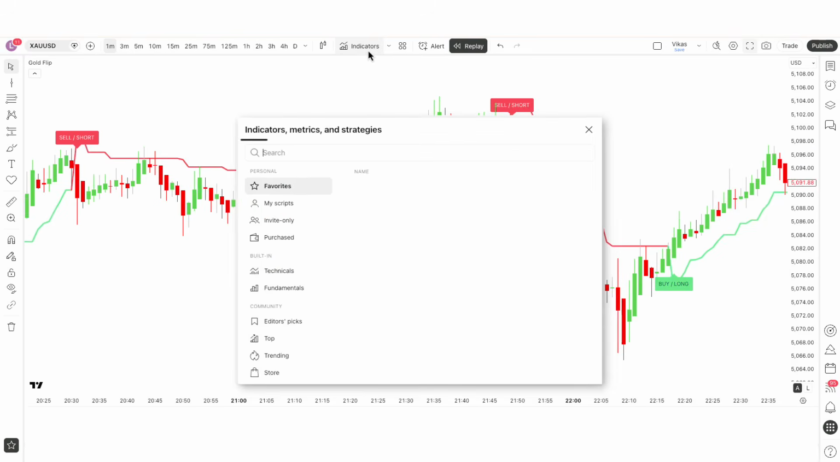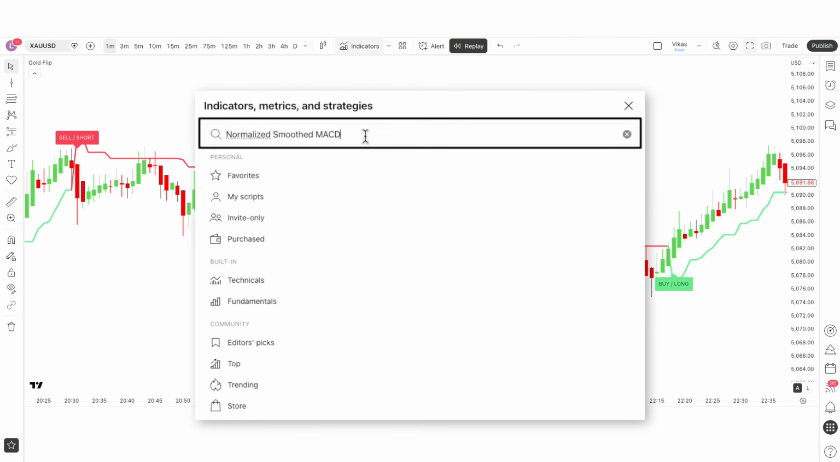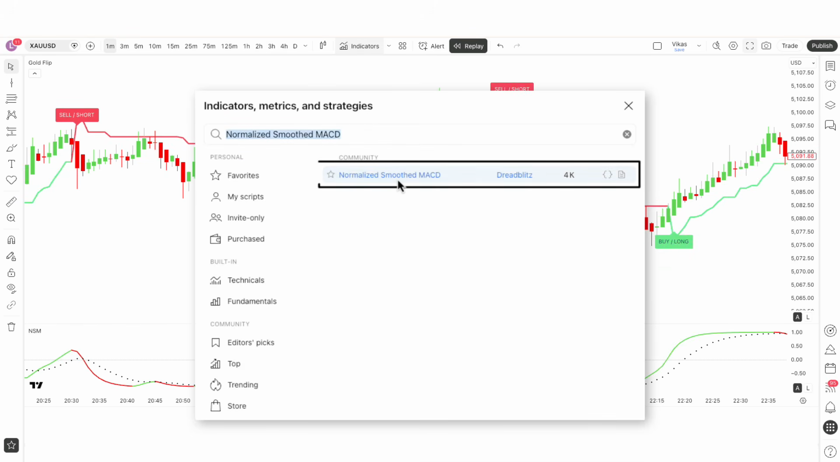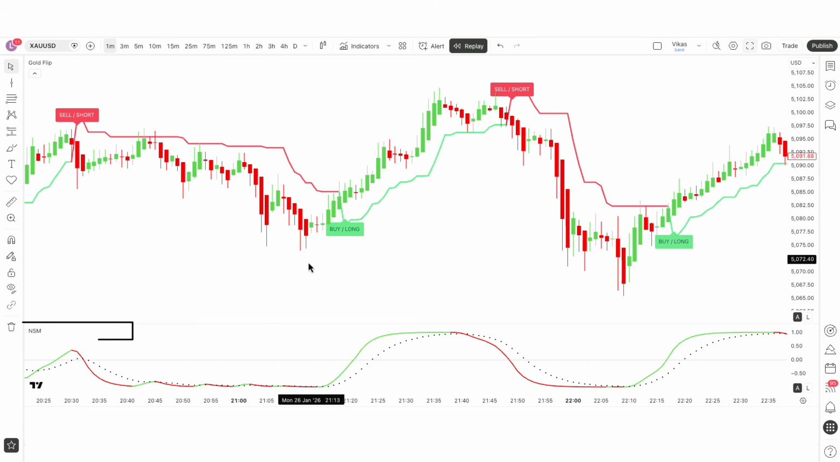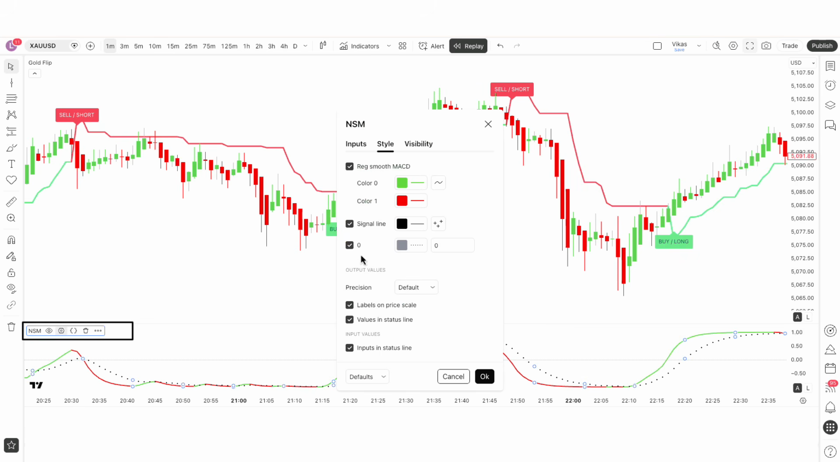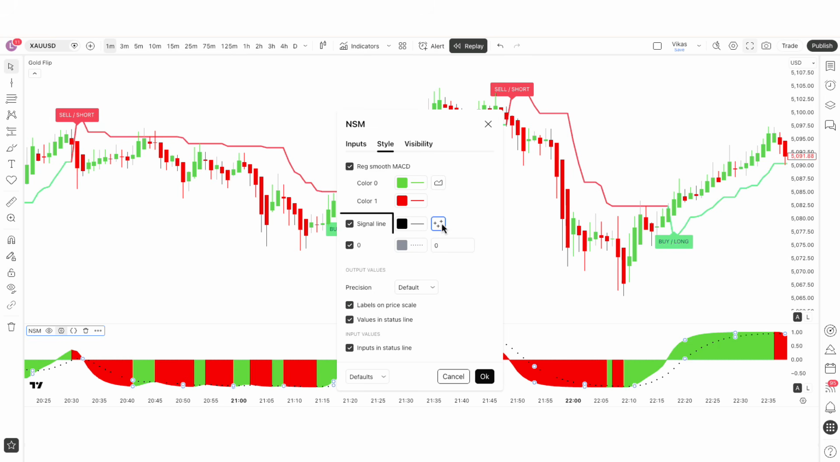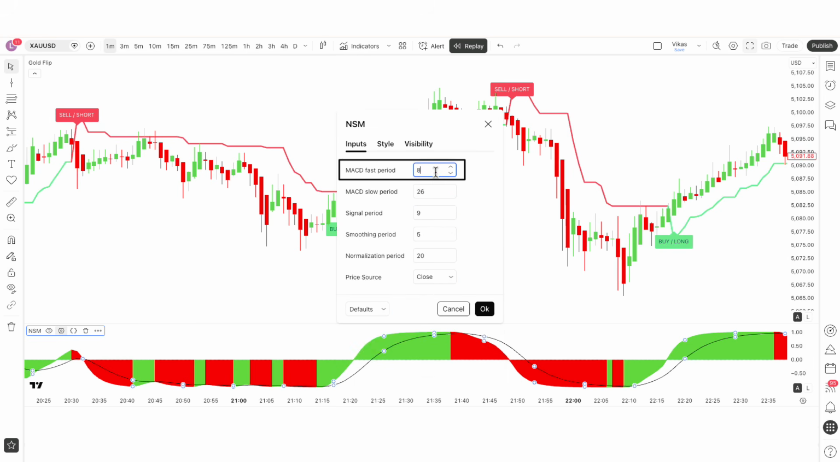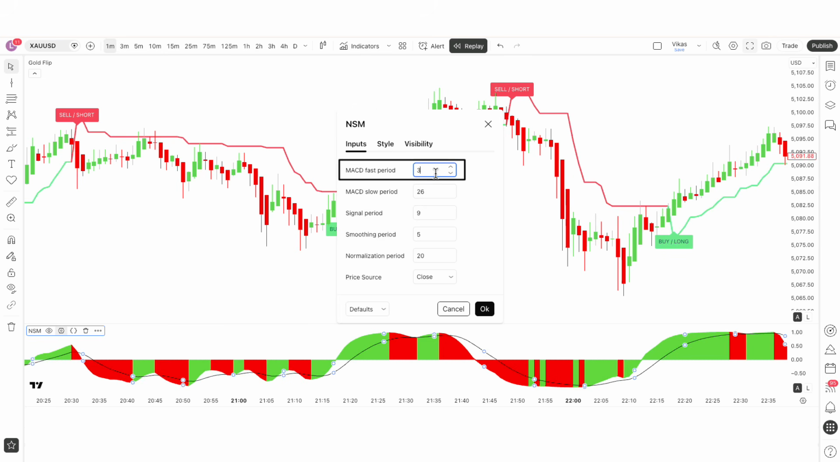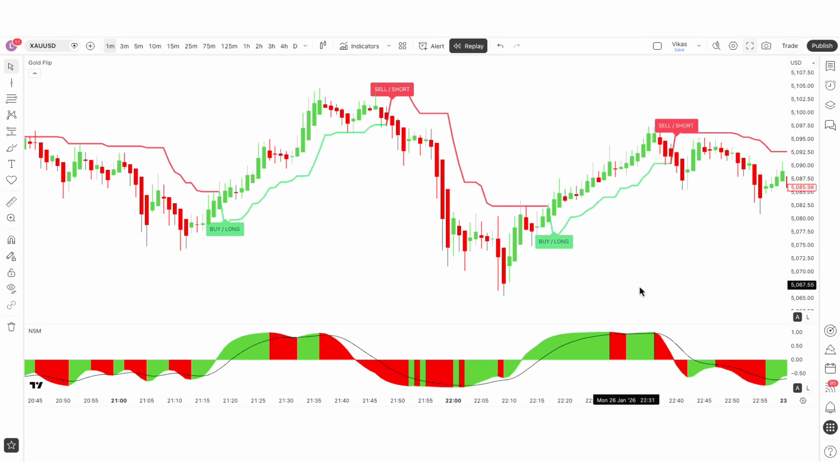Let's go to the indicator search, type Normalized Smoothed MACD, and select this one. Normalized Smoothed MACD indicator, created by DreadBlitz. Now let's access the settings of this indicator so we can modify it to suit our strategy. We changed Reg Smooth Line to Area. After, change Signal Line Cross to Line. After, change MACD Fast Period, 12:3, and here everything is fine after that. Click OK. Now our setup is ready.